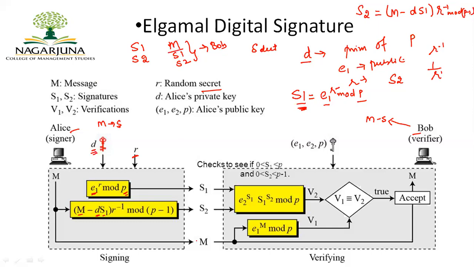You can see S1, S2 and the message which is being sent from Alice to Bob. Now Bob has to verify whether the signature S1 and S2 is appropriate against the sent message. So what is he going to do? He is going to verify. How is he going to verify it?